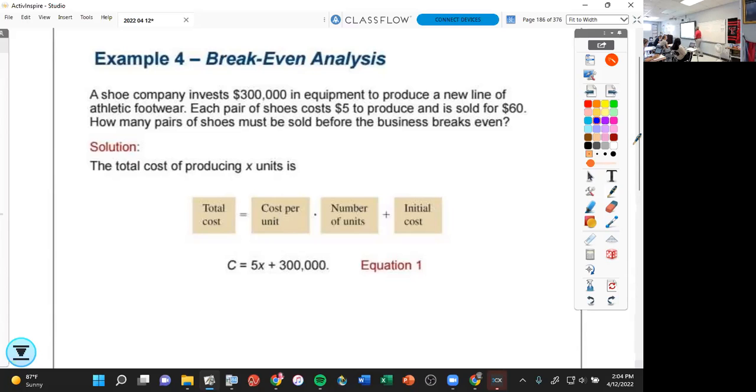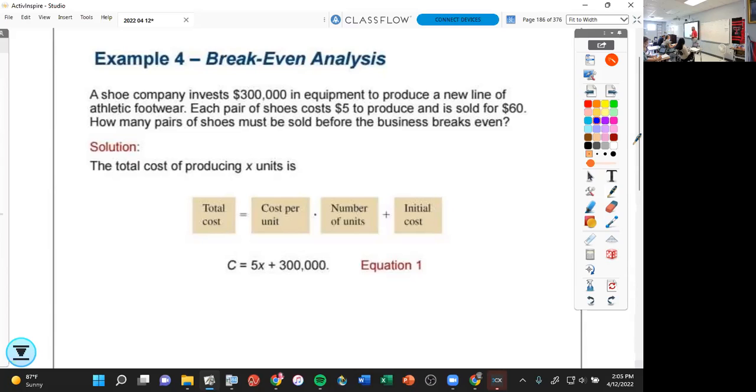So the total cost of making our product is equal to the cost per item times the number of items that we make plus our setup cost. To write that into an equation, C, the total costs, is equal to 5x, $5 times the number of shoes that we make, plus 300,000 for initial cost. Are y'all good with that equation? Yes. Okay. What's the revenue going to be? What's the revenue equation?